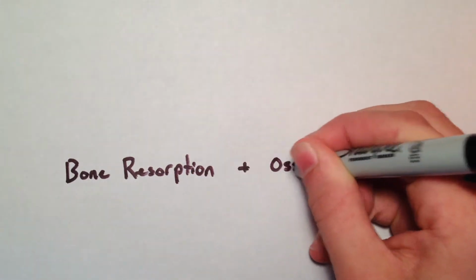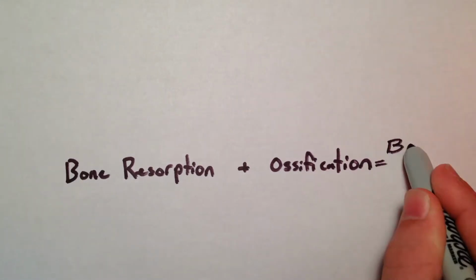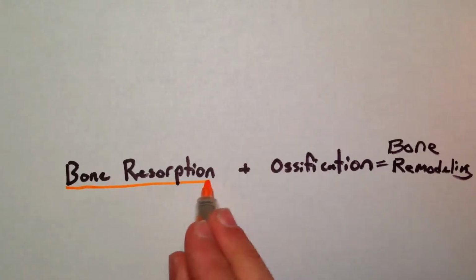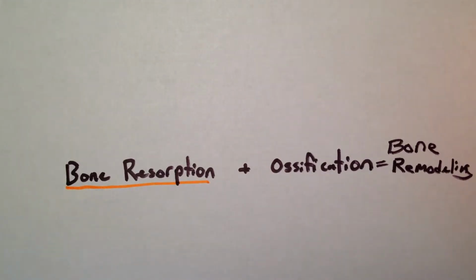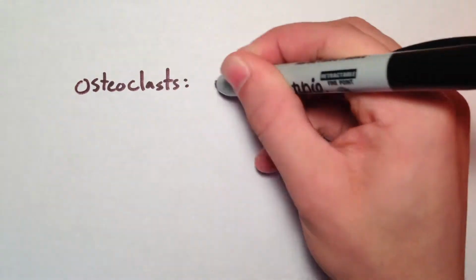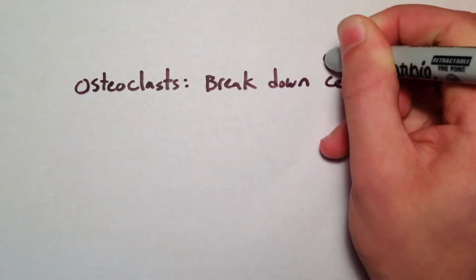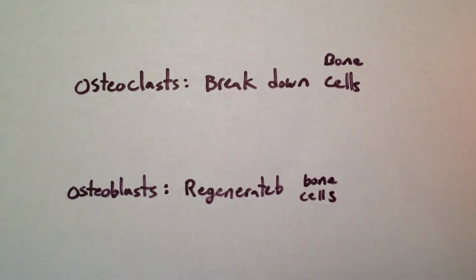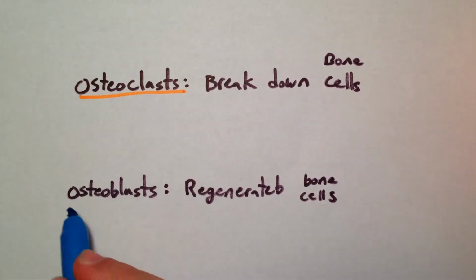The underlying mechanism behind osteoporosis is an imbalance between bone resorption and bone formation, or ossification. To understand how this imbalance causes the disease, let's look at what normal bone metabolism looks like. There are two unique cells that facilitate this process: osteoclasts, which break down old bone, and osteoblasts, which build new bone.